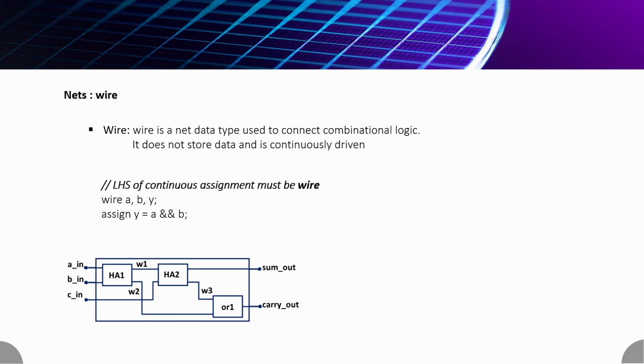So in the diagram shown, signals like wire 1, wire 2 and wire 3 are internal connections between logic blocks. These signals do not store values. They only pass values from one block to another. Therefore, such internal signals must be declared as wire.